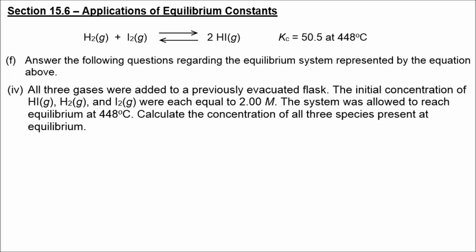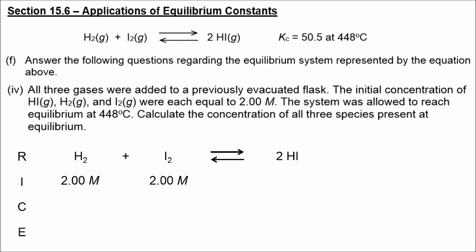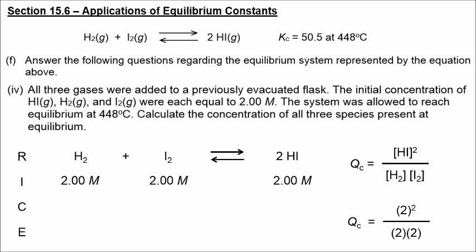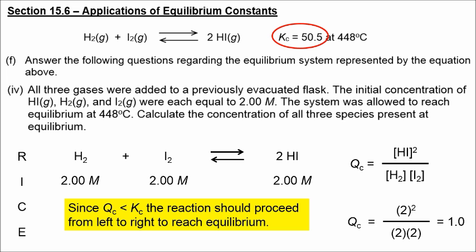In the next scenario, all 3 gases were added to a flask and the concentration of each gas is 2 molar. So will this equilibrium be achieved by causing the reaction to shift toward the left or the right? We must compare Q versus K. 2 squared divided by 2 times 2 is 1, and the K value is 50.5. Since Q is less than K, the reaction should proceed toward the right to reach equilibrium.